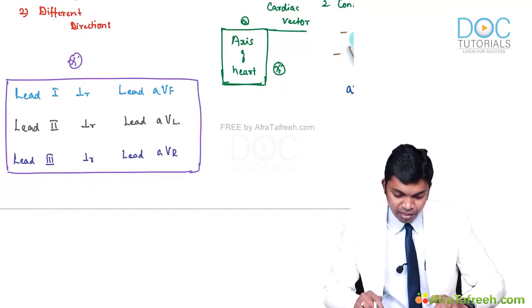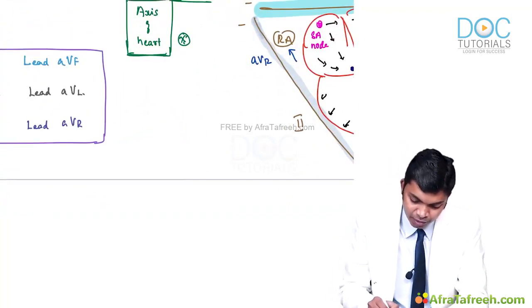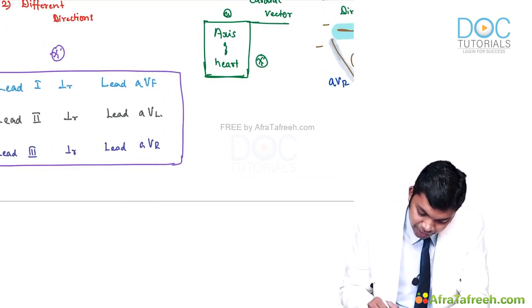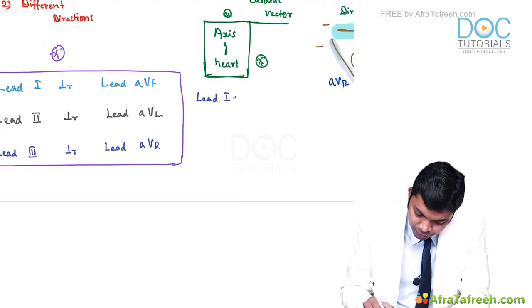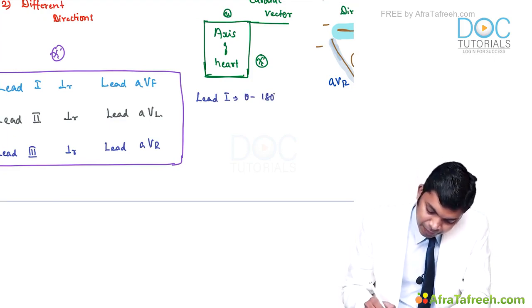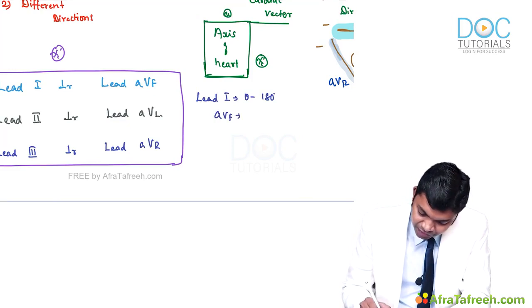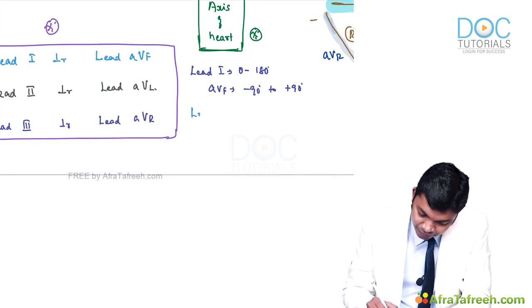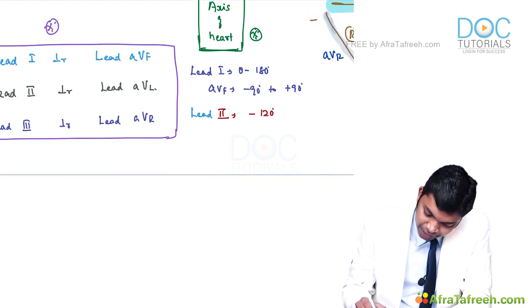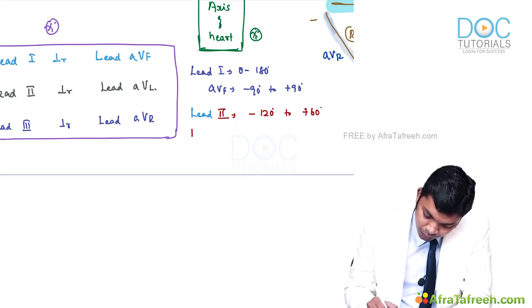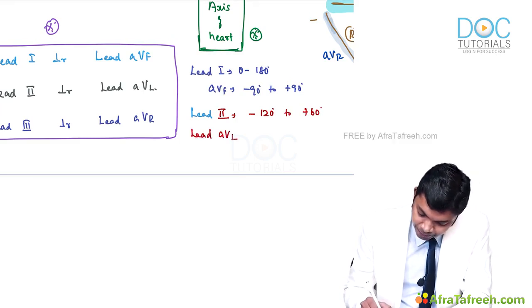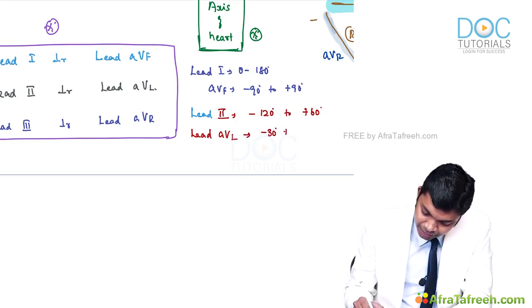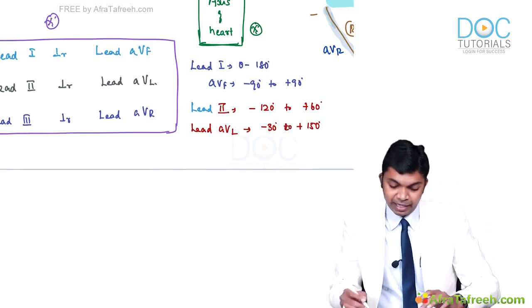If you consider the angles, again it is very easy, doctors. So, let us extend our discussion to angles. Lead 1, as we saw, is 0 to 180 degrees. Its perpendicular lead AVF extends from minus 90 to plus 90 degrees. Similarly, lead 2 extends from minus 120 to plus 60 degrees, while lead AVL extends from minus 30 to plus 150 degrees.